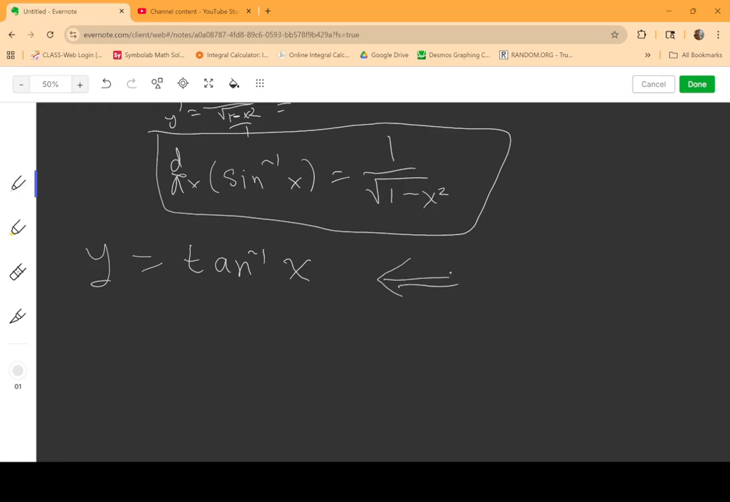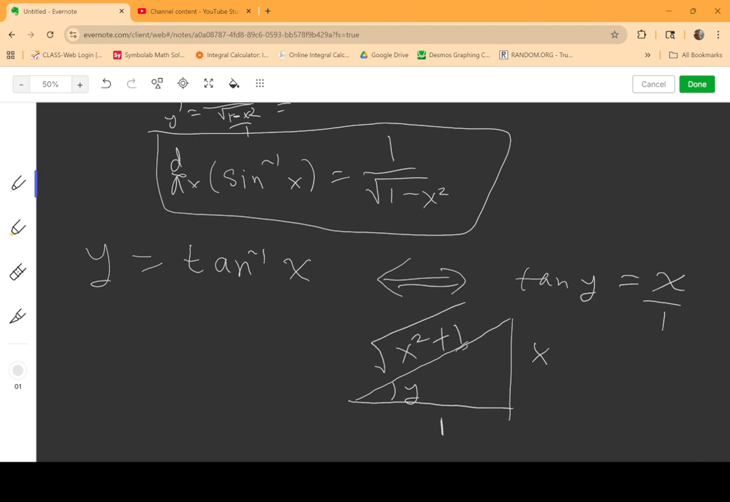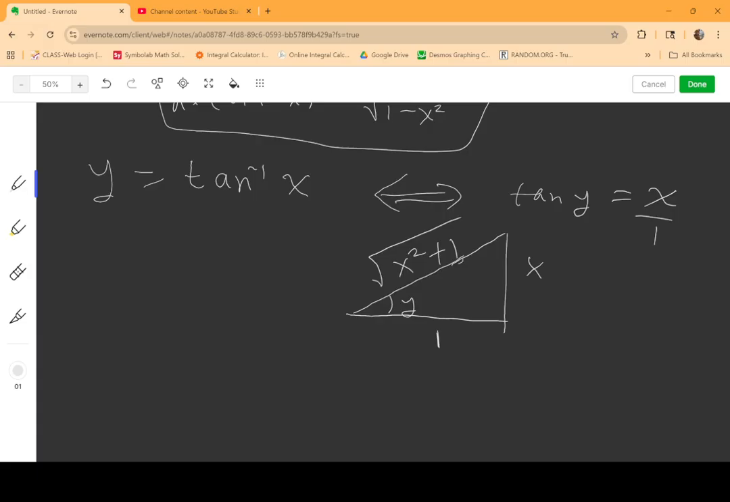So again, that means that this is true if and only if tangent of y is equal to x. So let's do the same thing here. Tangent y, tangent being opposite over adjacent. So we get this, and then up here we have x squared plus 1. Again, that comes from the Pythagorean identity. And now let's do our implicit differentiation to determine what y prime is.